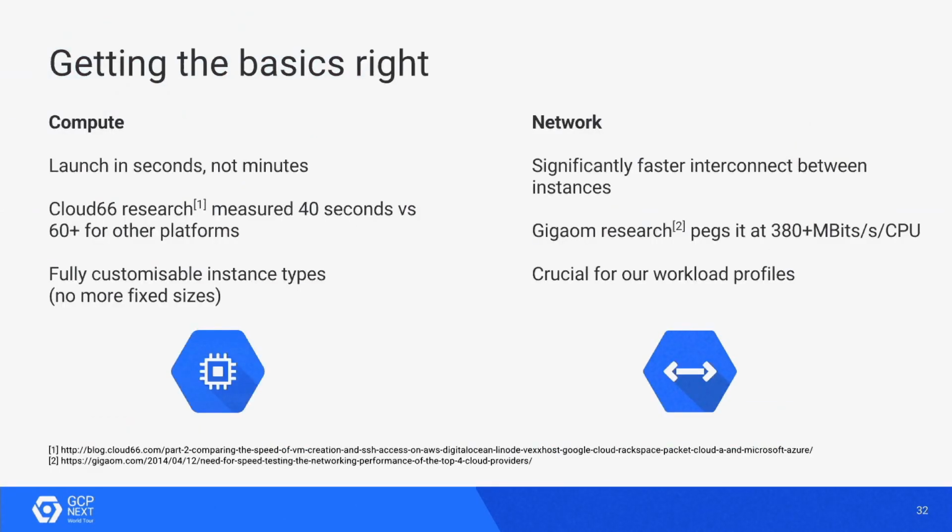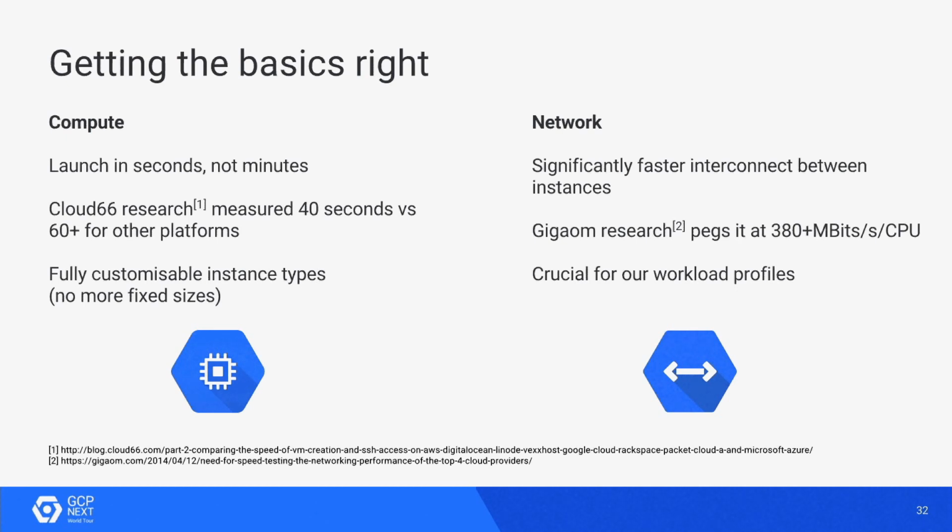So why did we go with Google Cloud? Firstly, you get the basics right. Every cloud provider has storage, compute, network, those kinds of things, and that's the foundational core. Just on GCP, the compute difference we see compared to where it used to be is that VMs launch in a number of seconds. Cloud 66 has done research: it's around 40 seconds on average to well over a minute that we've seen before.